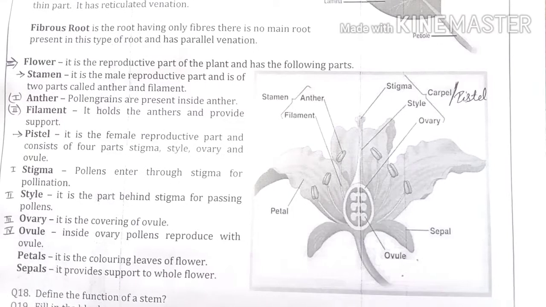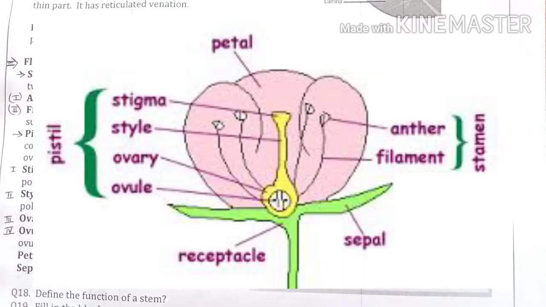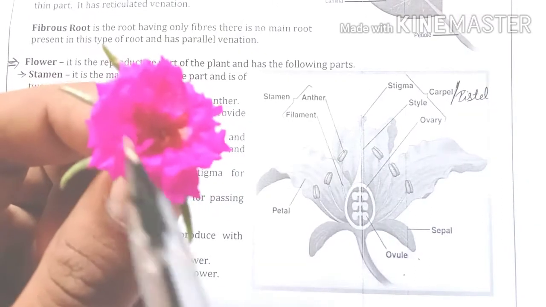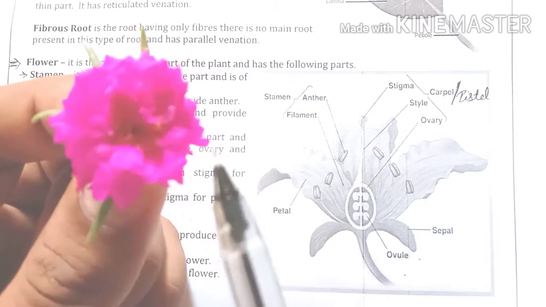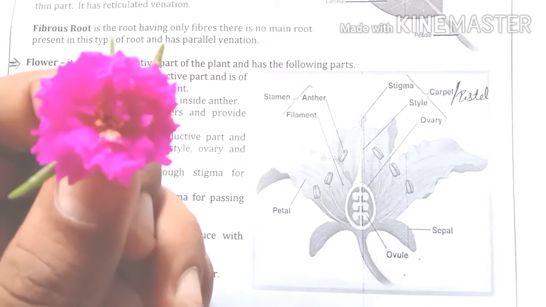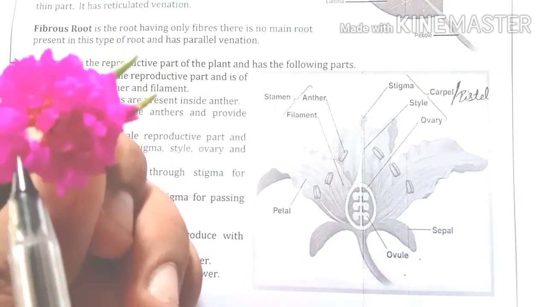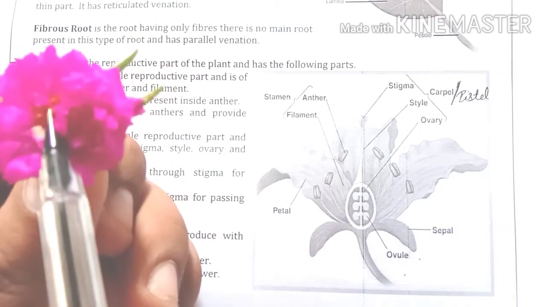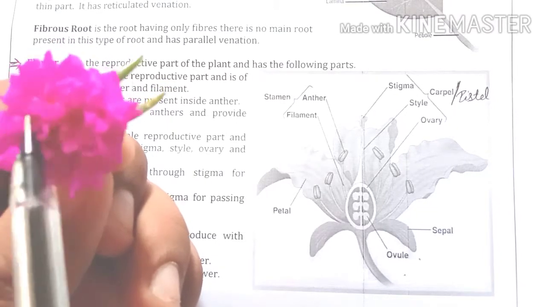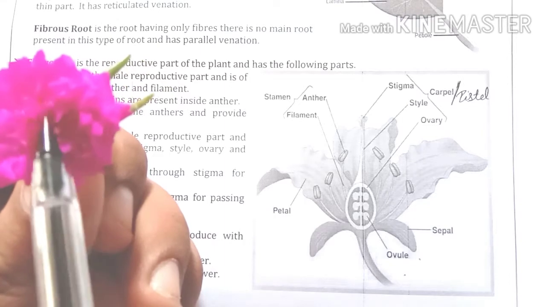Next we are moving on to petals. They are the colored leaves of the flower. You have these colored leaves, here the pink color. These are called petals. So these all are petals. Inside the petals the stamens are present. Stamens have anthers and filaments, and in between them the ovary is present.